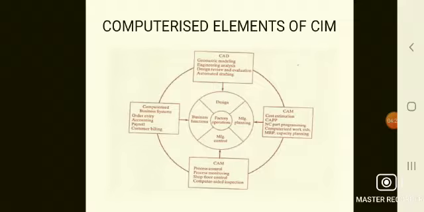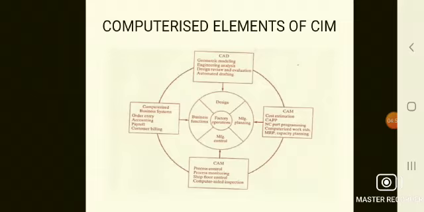In design, what functions are performed? In design, we use the CAD package. In CAD, what processes are involved? That is geometric modeling. We always know that geometric modeling is the creation of 2D drawings.